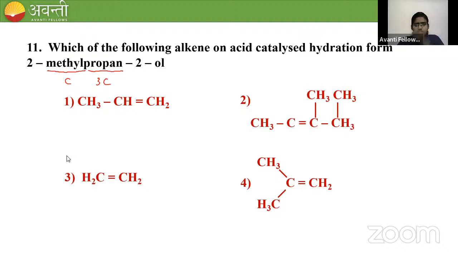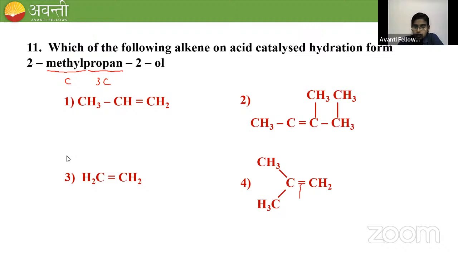If you check the options, option 1 contains only 3 carbons, so that cannot be the answer. Option 2 contains 6 carbons, it is also not the answer. Option 3 contains 2 carbons, that also cannot be the answer. When you check option 4, it has 4 carbons. So that should be the correct answer. So let me show you the addition of this H2O also.